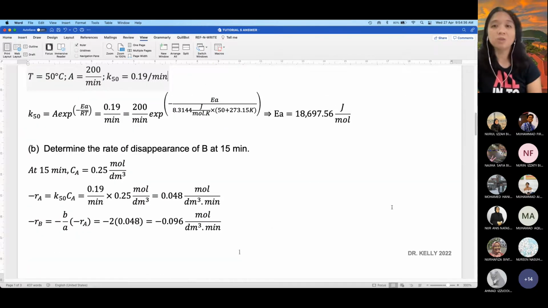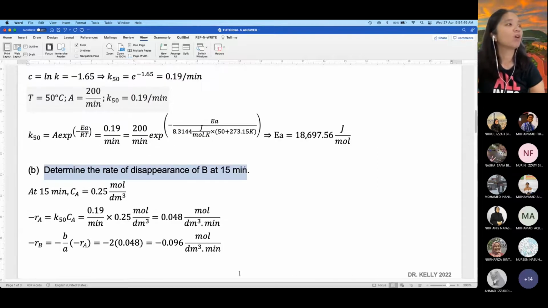So I will go to question number 2, then I will give you a little bit of break to attempt the question. Question 1B: determine the rate of disappearance of B at 15 minutes. If you notice, I didn't cover this in chapter 5. When I discussed chapter 5, I always taught you until finding alpha and finding K, but I never taught you about the rate of disappearance. But don't forget, this is something you learned in the very first chapter. In chapter 1, we already learned about rate: rate of disappearance, rate of formation.